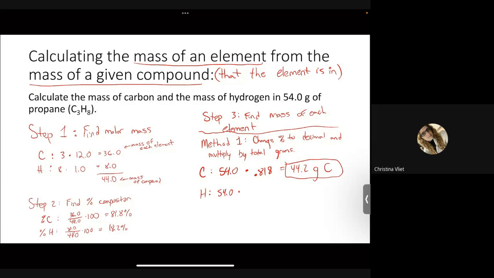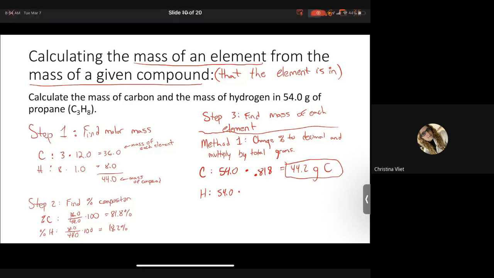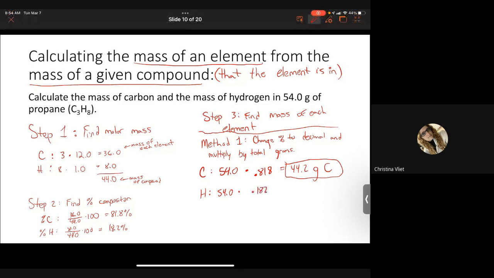If hydrogen is 18.2%, what would I take my total mass of 54 and multiply by? 0.182, which is basically move your decimal over. That's changing percentage to decimal. Move your decimal over 2 spots to get it to decimal form, and then you just do 54 times 0.182, and that gives you 9.8 grams of hydrogen.